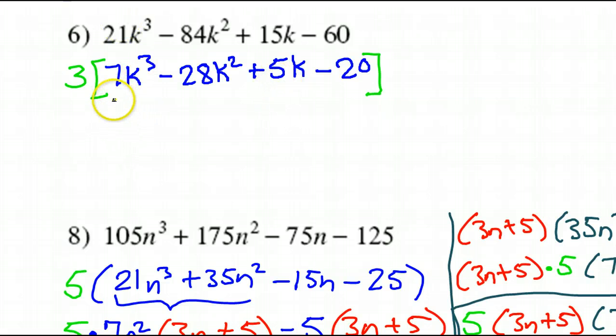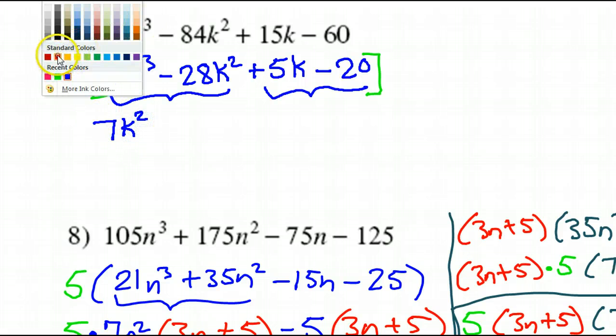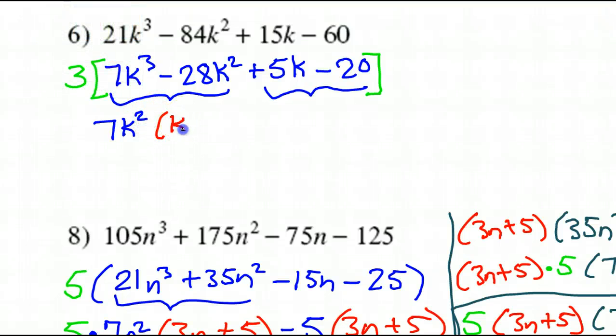So for example, if we group these two and we group these two, the common factor here is 7k squared. So I'm going to bring out that 7k squared. That leaves behind k minus 4. Now on the other grouping, they're both divisible by 5. So I'm going to bring out positive 5, and that's going to leave behind k minus 4.